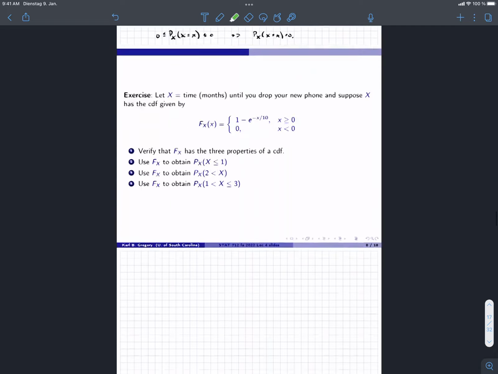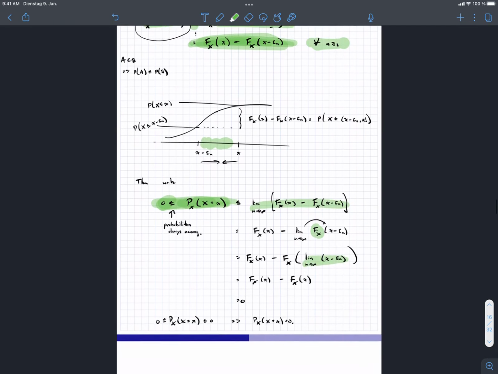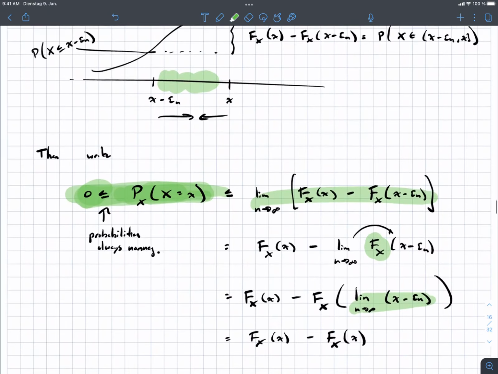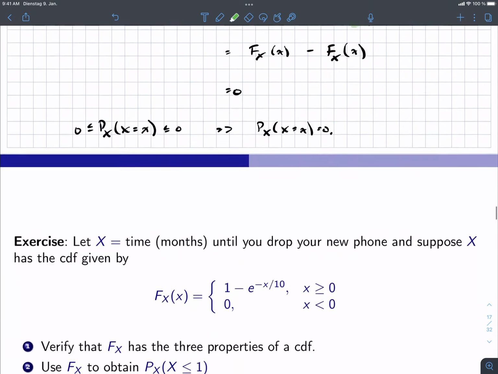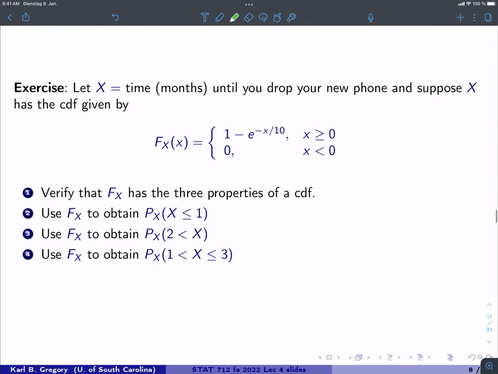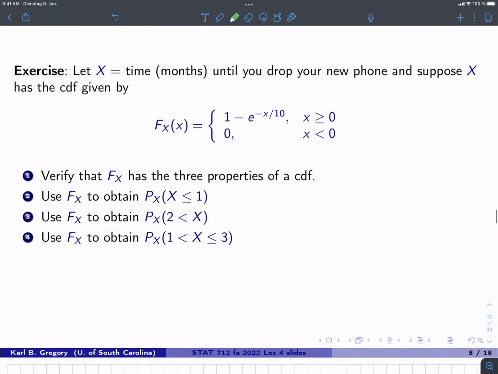Okay, we're going to finish it up right there. Let's just do this final silly example. Here's an example of a continuous CDF. Let the random variable X be months until you drop your new phone. Maybe you drop it and get a crack in the screen. And suppose X has the CDF given by this function.